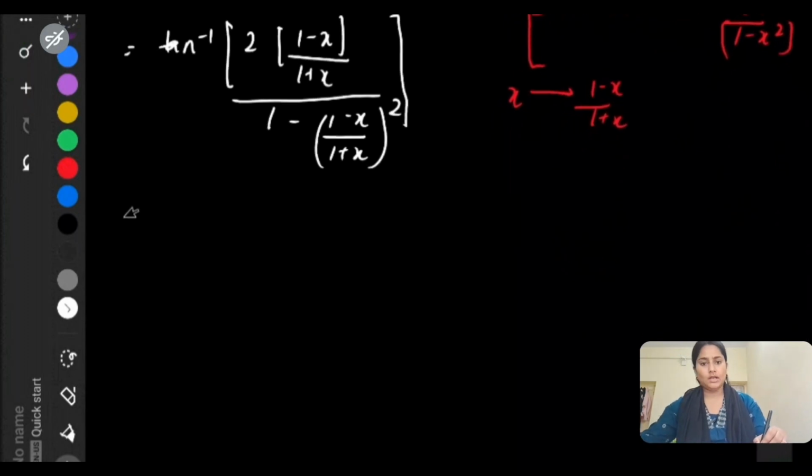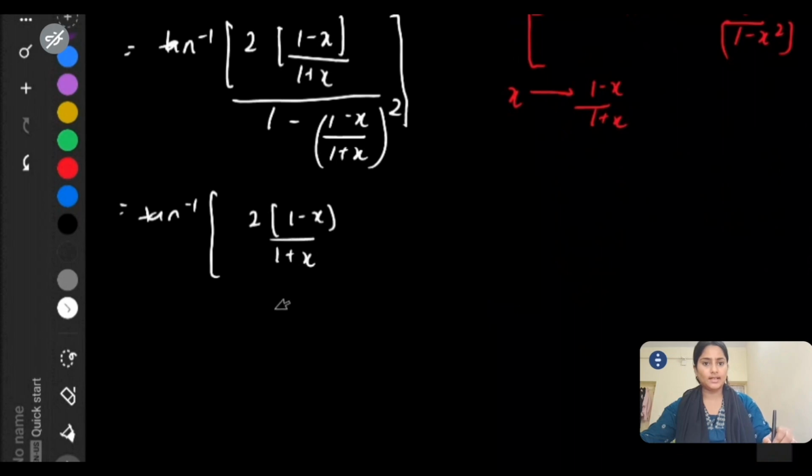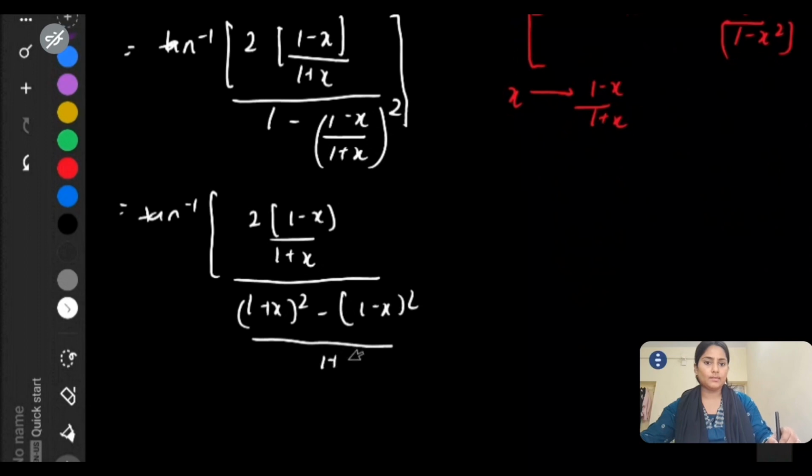Now, what will we solve? It is tan inverse. In the numerator, we'll write 1 minus x upon 1 plus x. And in the denominator, take the LCM. So we'll square in the denominator, 1 plus x whole square it will become, and in the above 1 minus x square. So can we write it as (1 plus x) whole square minus (1 minus x) whole square, whole divided upon (1 plus x) whole square? Yeah, definitely.